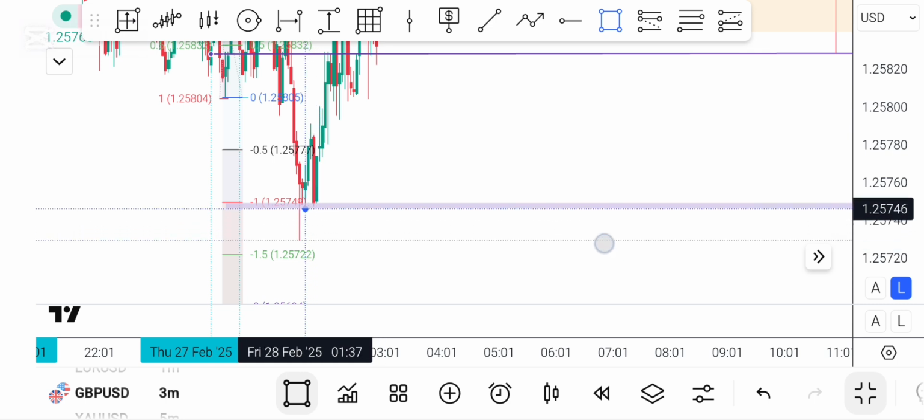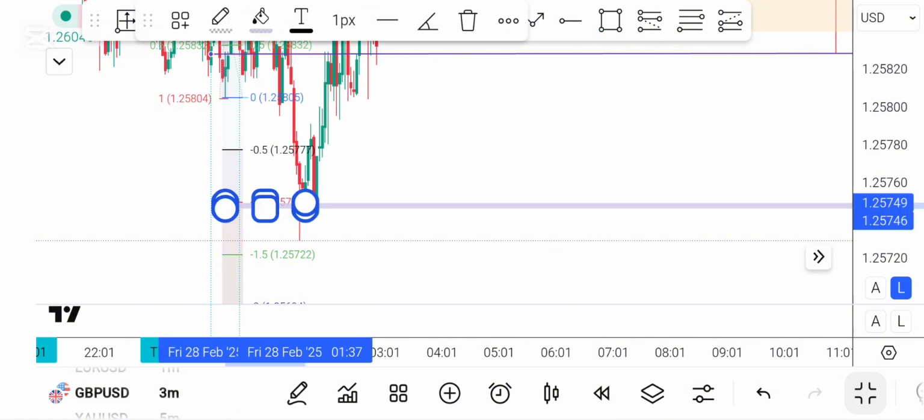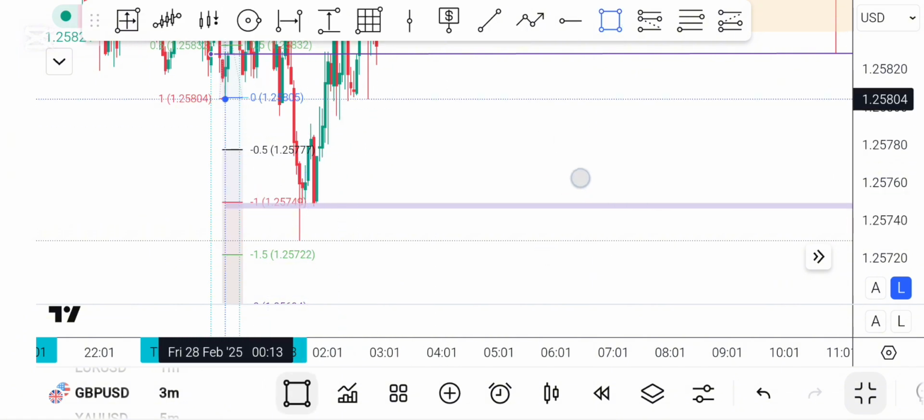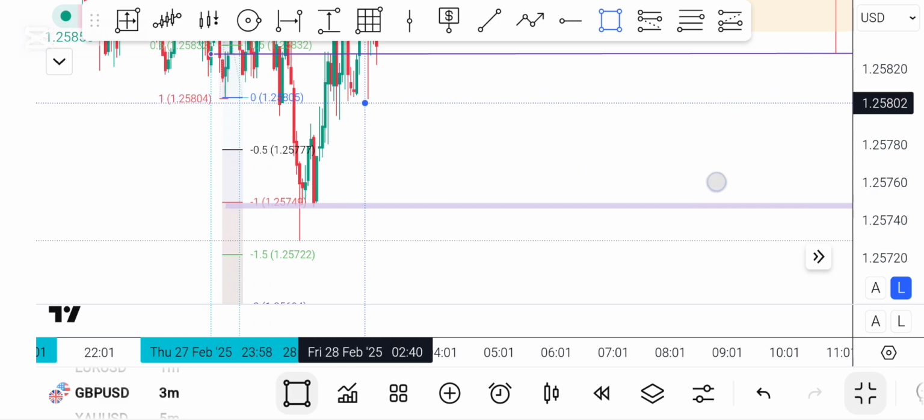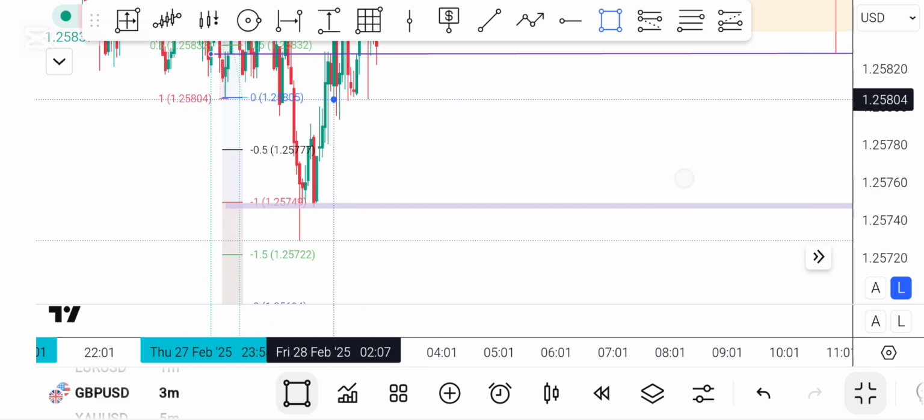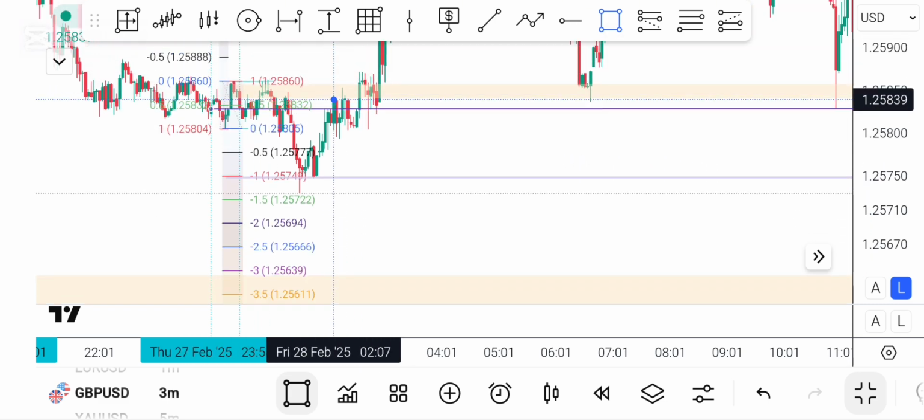You see? So this is actually measured. Look at this level right here. You see that? See how price stays here, okay? Look at this other level. See how price respects this level, okay? So these things are not random.